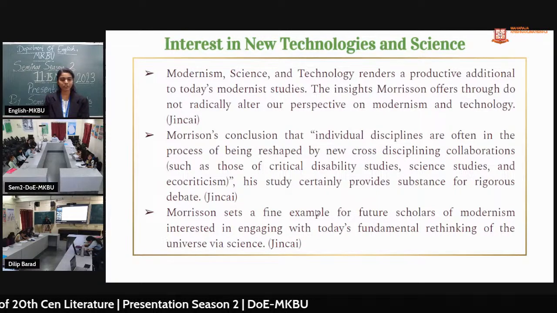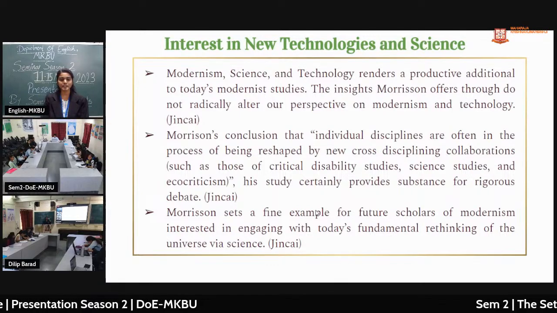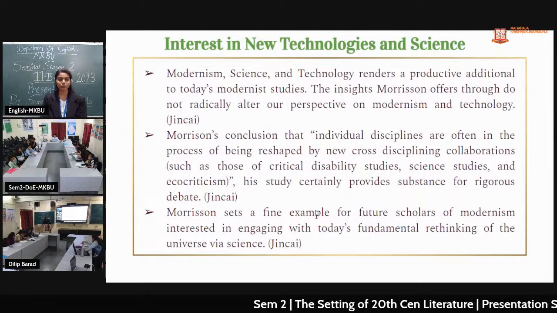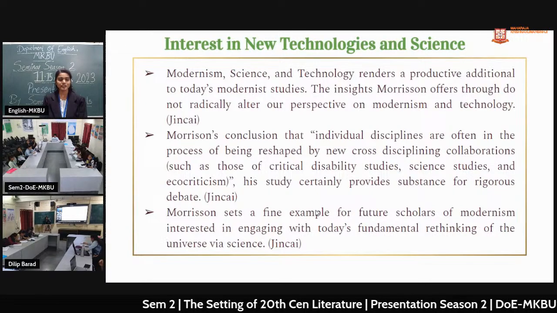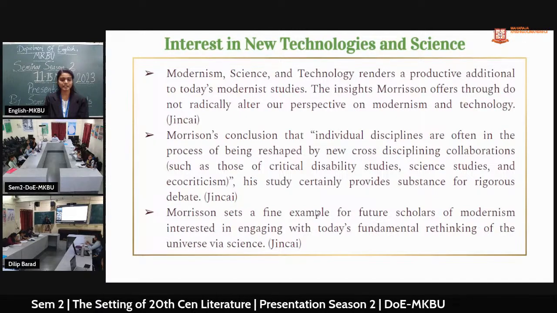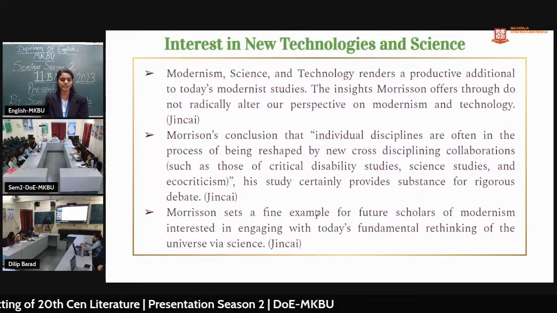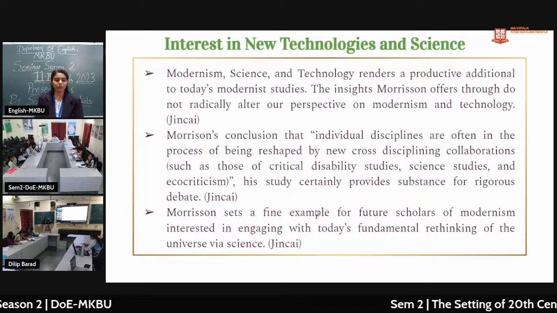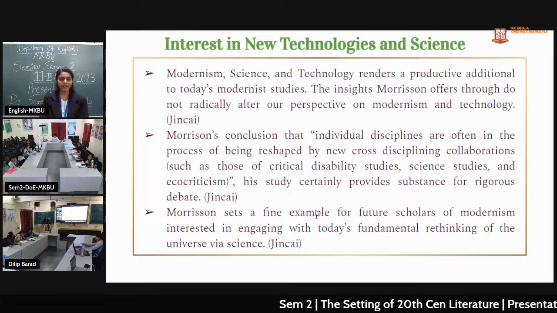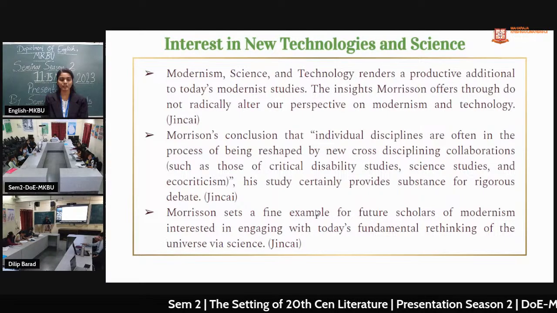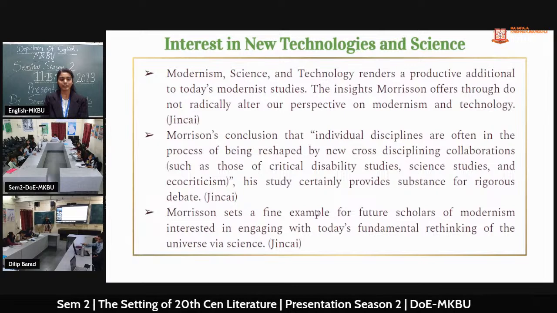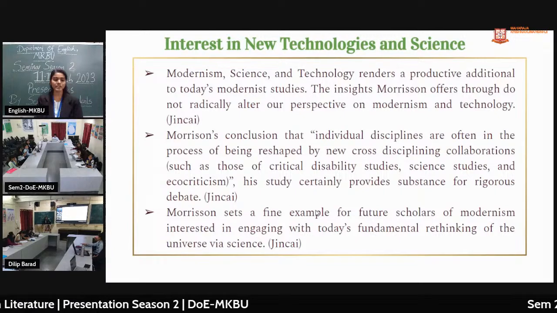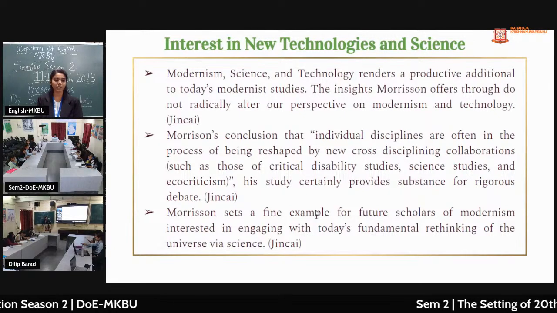Morrison's conclusion is that individual disciplines are often in the process of being reshaped by new cross-disciplinary collaborations, such as those of critical disability studies, science studies, and eco-criticism. His study certainly provides substance for rigorous debate. Morrison sets a fine example for future scholars of modernism interested in engaging with today's fundamental rethinking of the universe via science.